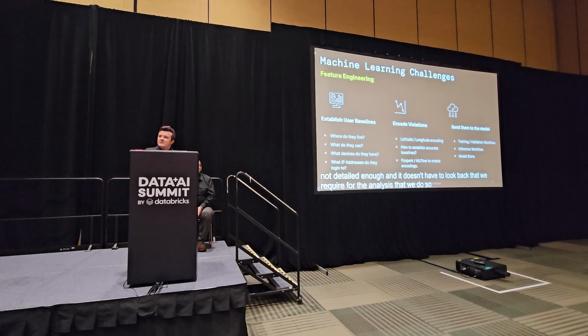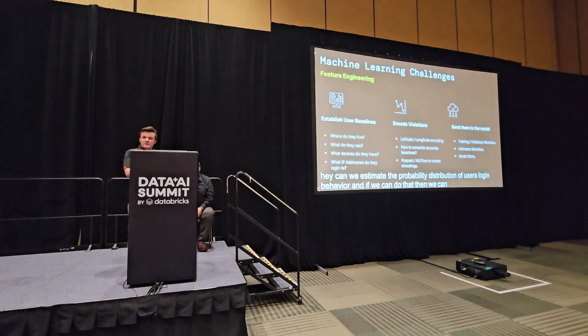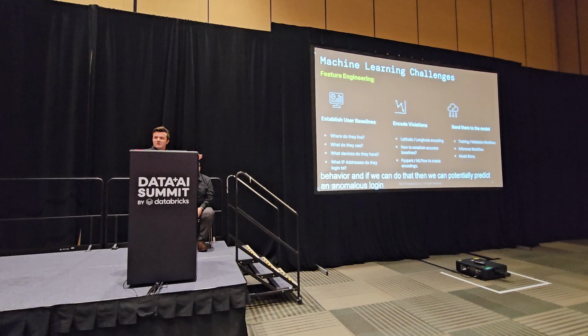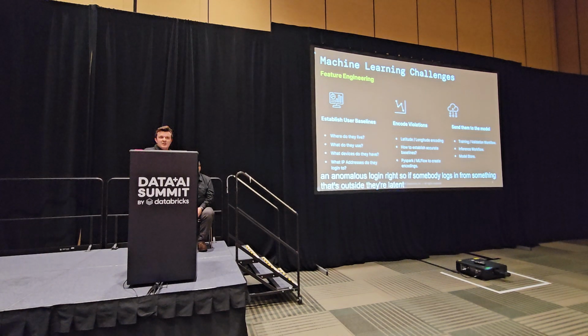So again, the goal is, can we estimate the probability distribution of a user's login behavior? And if we can do that, then we can potentially predict an anomalous login, right? So if somebody logs in from something that's outside their latent space, or their probability distribution for that user, we can hopefully predict it. That's the goal of this.